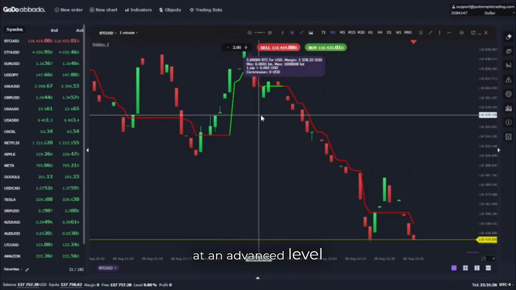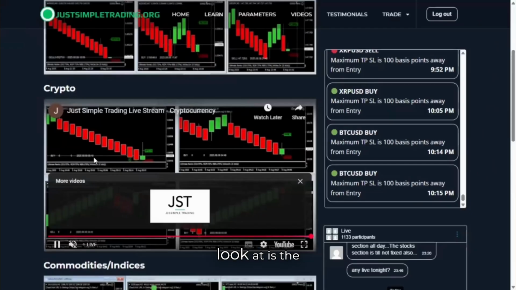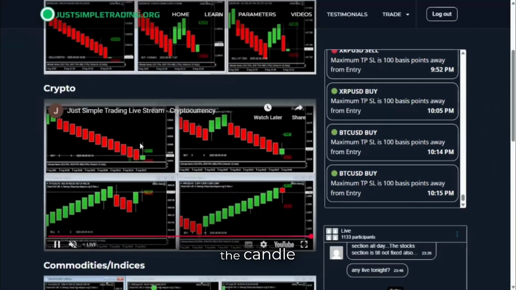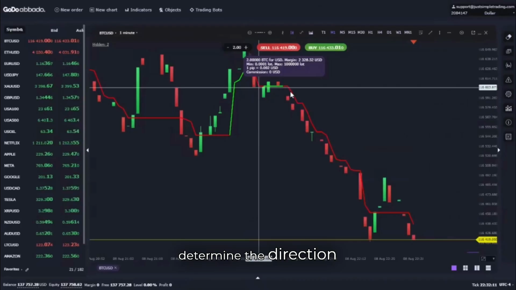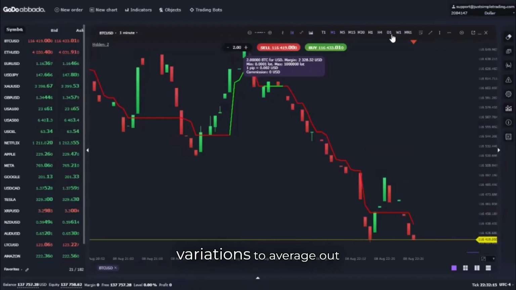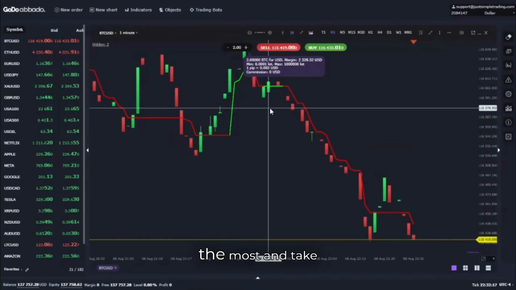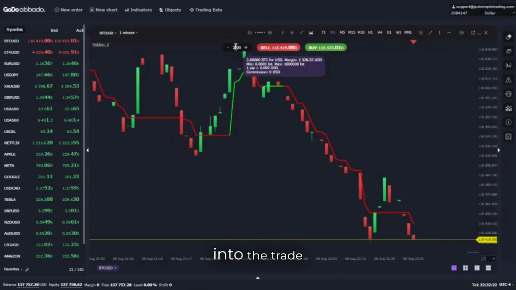So again, the first thing we look at is the range bar close of the candle. See this with this close or this close, this close, this close, this close. The first candle close to determine the entry of the trade. And then we use the super trend to determine the direction. We may look at all the super trend variations to average out the one that's occurring the most and take that one. And then lastly, lot sizing and averaging into the trade.